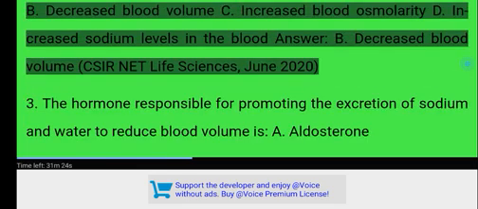B. Decreased blood volume. C. Increased blood osmolarity. D. Increased sodium levels in the blood. Answer: B. Decreased blood volume. CSIR NET Life Sciences, June 2020.